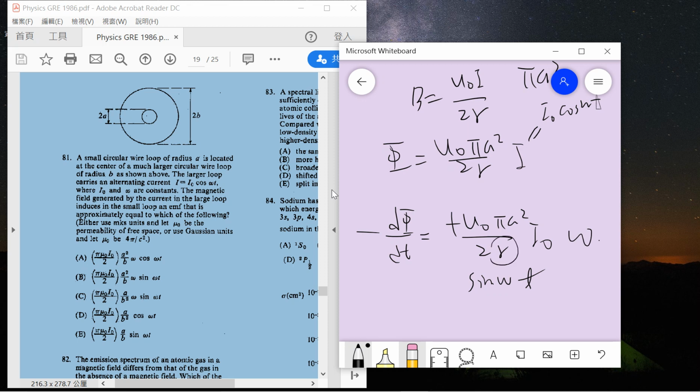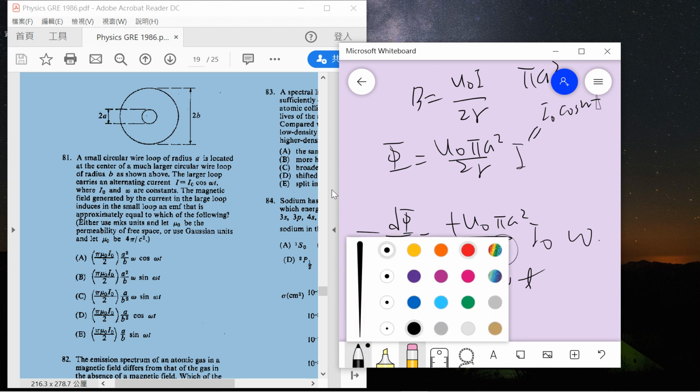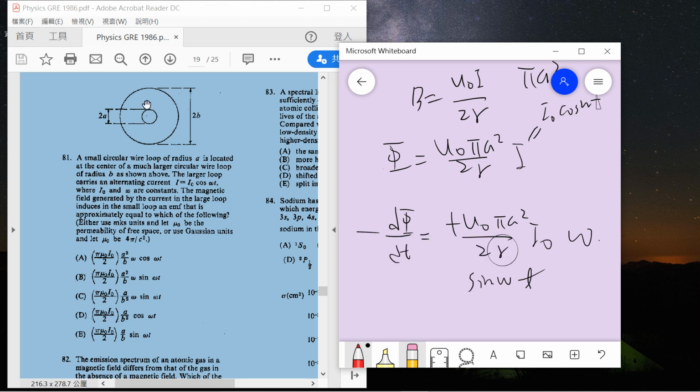And what's R? R is close to B, because this loop current will give the magnetic field at the center. So basically, this is the answer. What we need to choose is the sine, right? Which one is sine? B and C, and which one is correct? By the units, B is correct. So the answer is B.